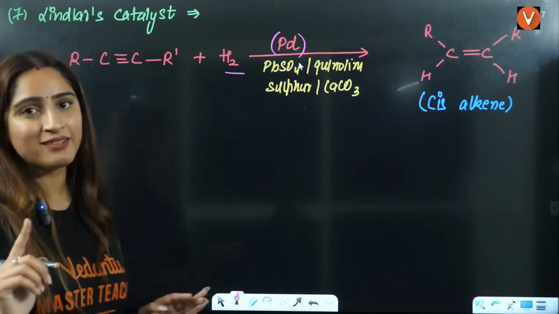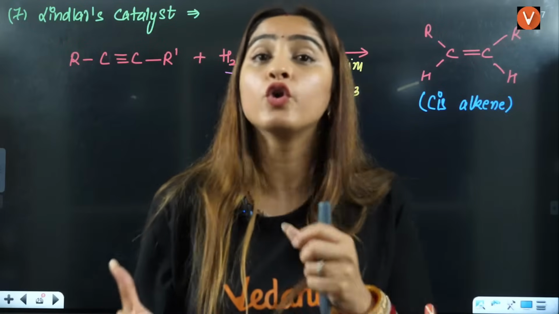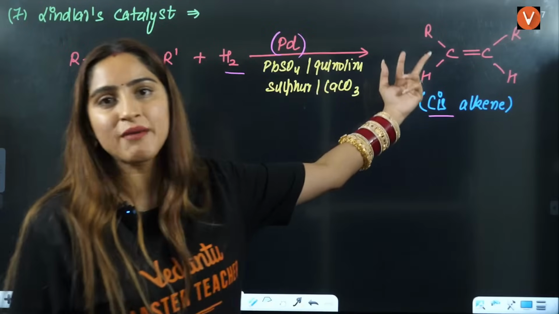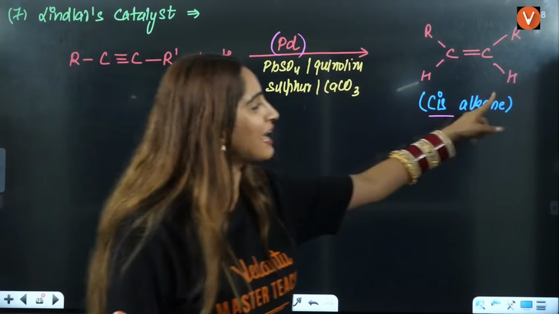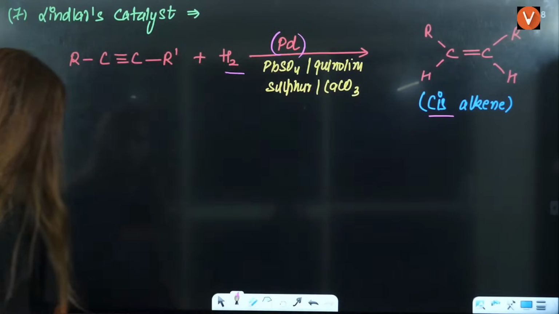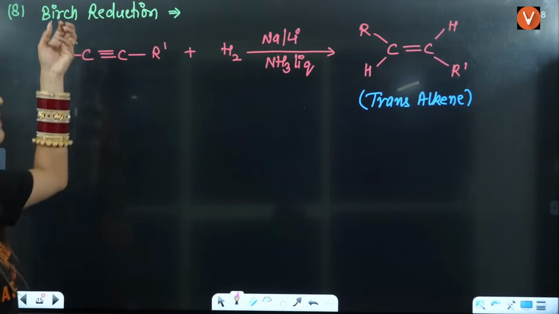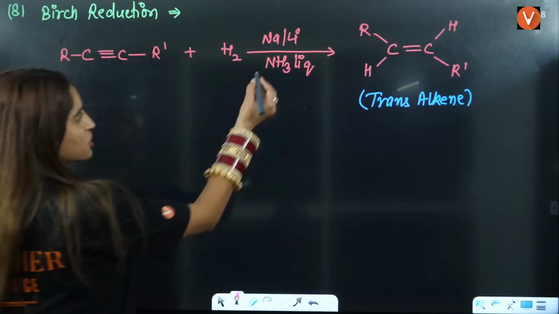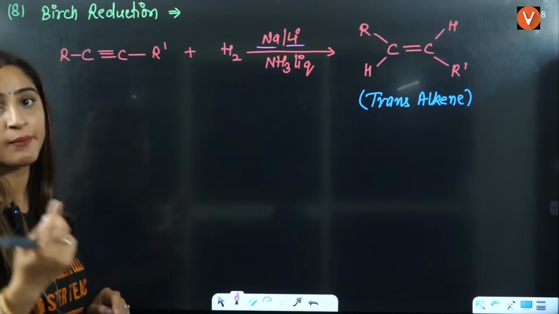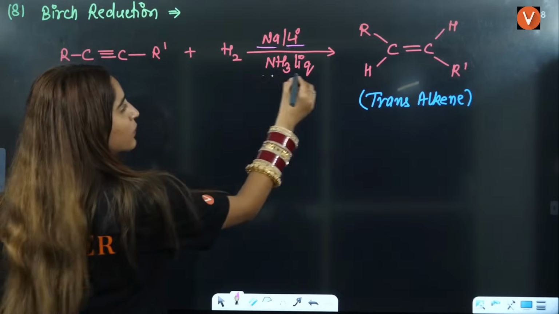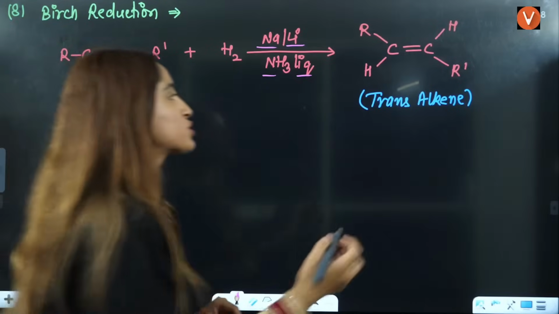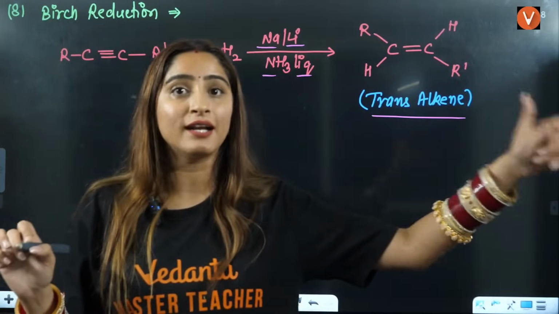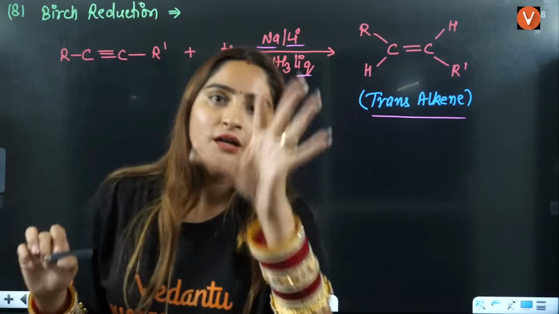Now, the important thing is, whenever you have an alkyne and you use Lindlar's catalyst, you will have the formation of cis alkenes, in which two same atoms are sitting next to each other. But if you form an alkene from an alkyne using Birch reduction, where you use sodium or lithium in liquid ammonia, then you will have the formation of trans alkene. Okay, cis alkene with Lindlar's catalyst, trans alkene with Birch reduction.